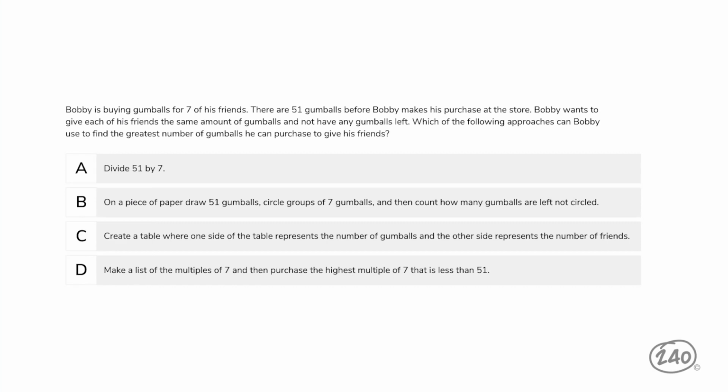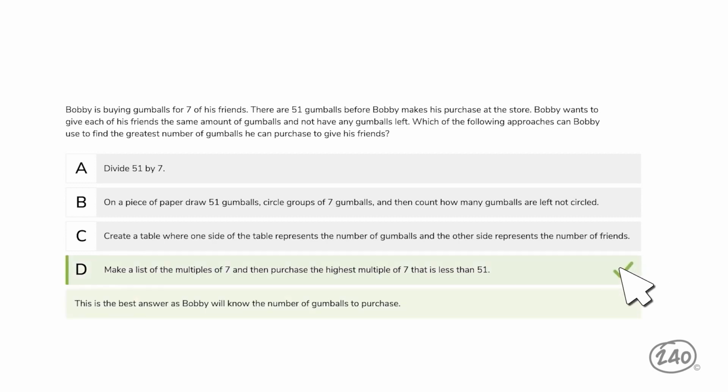Okay, so this might not sound like the factoring questions we talked about earlier, but I promise it is. It's just hidden a little. It's in disguise. If Bobby wants gumballs for each of his 7 friends and none left over, we need to know the multiples of 7. There are only 51 gumballs in the store, so our number has to be lower than that. So our best option is this one. Make a list of the multiples of 7 and then purchase the highest multiple of 7 that is less than 51.